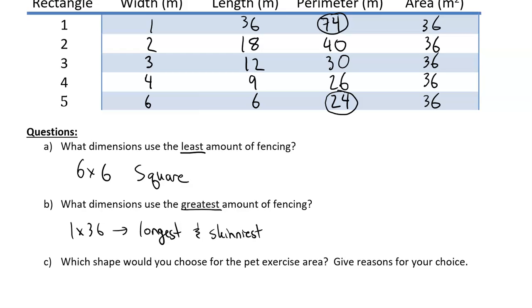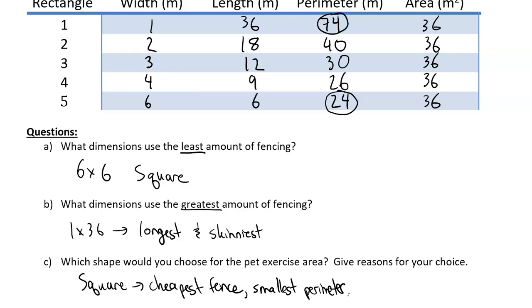However, I want to save some money, so I'm going to go with the smallest amount of perimeter, which is going to be the cheapest fence for that area of 36 meters squared. So I would say I would use the square, and the reason would be it would be the cheapest fence since it's the smallest perimeter. So we could have a really small perimeter, but we can still have the same area as something with a very large perimeter. So what are the takeaways here?